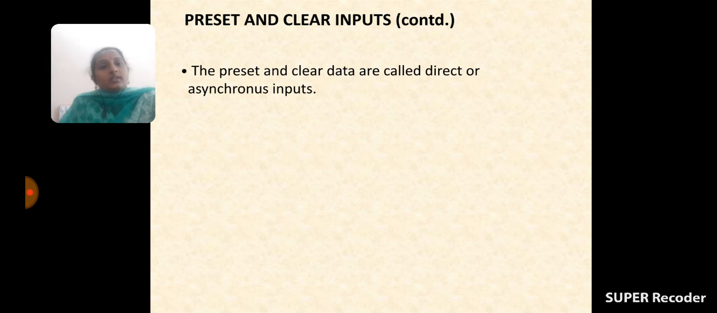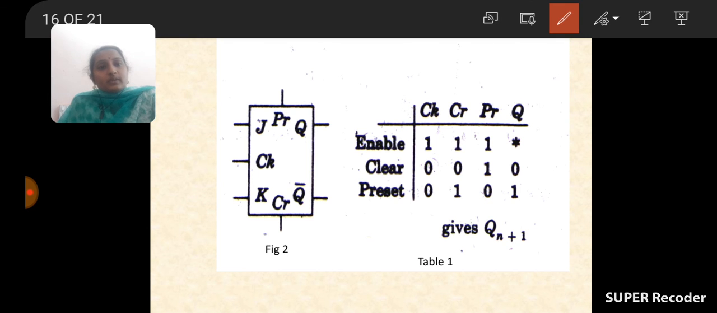So now see, this is the symbol of the JK flip-flop with preset and clear inputs. So see here, with the application of clear, what are we getting here? If both are high, nothing is changed.